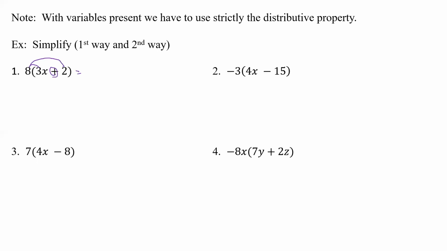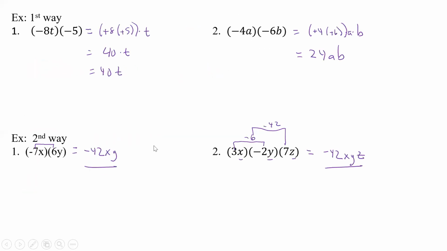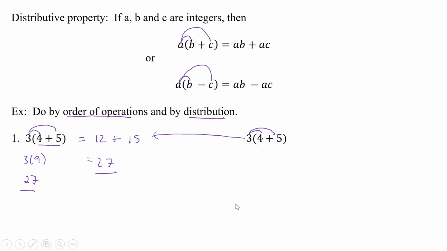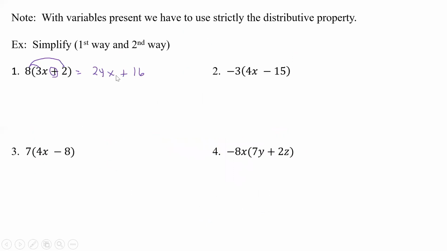Well, here, this comes into play when we can say, okay, we can take 8 times 3 and put that down, and then times x, and then plus 8 times 2 and write that down. Or we can say, well, what is 8 times 3? That's 24 times our x plus 8 times 2, that's 16. And so we've distributed and we sped up the process, which we kind of showed here. You just multiply in one step. 8 times 6 is 48, and it's a negative, and then times z. That's what we're doing when we're doing this distribution. We're doing the boom, all in one step.